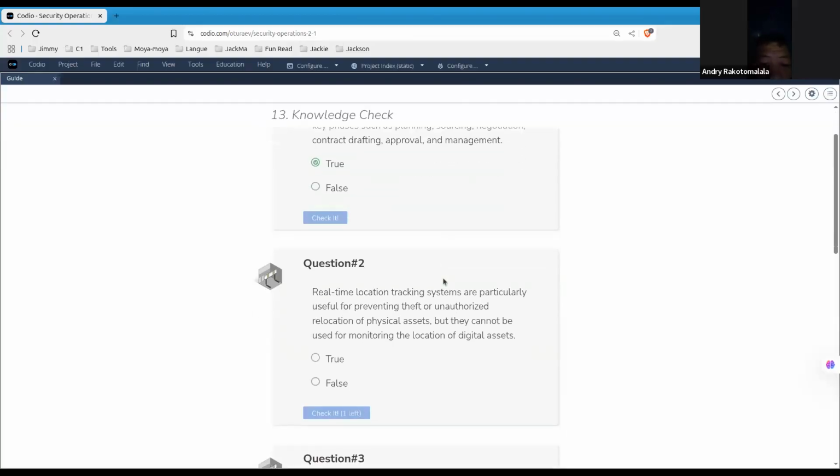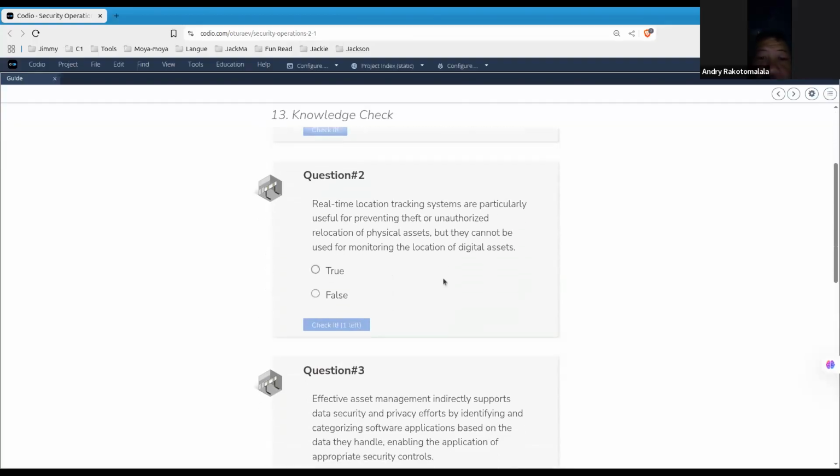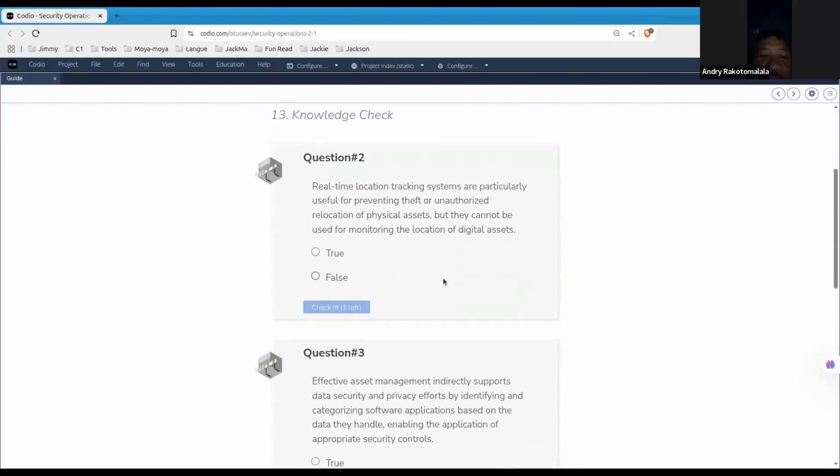Question number 2. Real-time location tracking systems are particularly useful for preventing theft or unauthorized relocation of physical devices, but they cannot be used for monitoring the location of digital assets. True or false? And everyone, we have a mix. Oibek, go ahead and for now, click false.